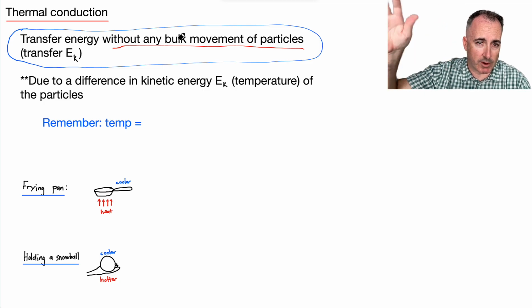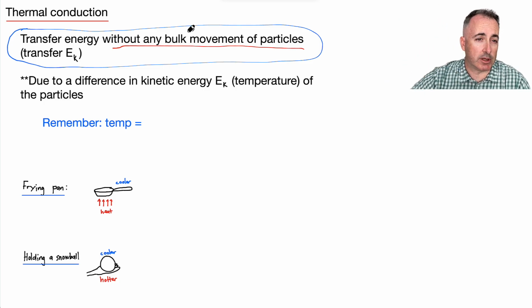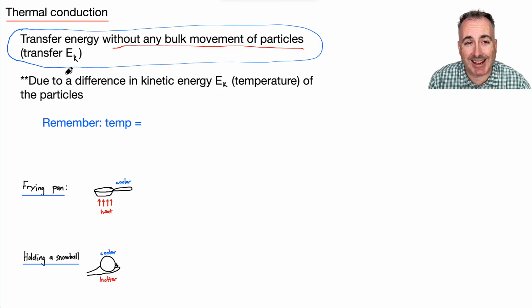It's not like a river or anything. It's that things are close to each other. And you're going to see that's because it's a difference in kinetic energy, in other words, the temperature of the particles. And don't forget about temperature. Remember, temperature is the average kinetic energy. And what does that mean? Well, that means that things that are hotter go faster.